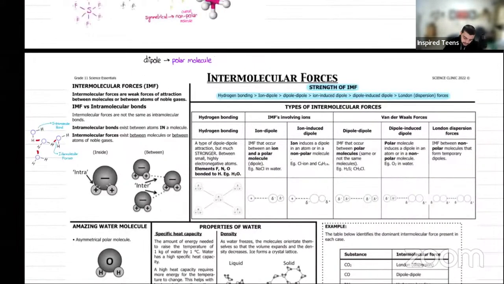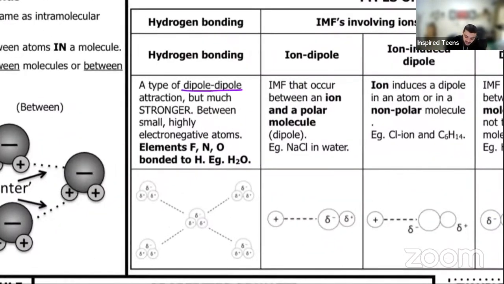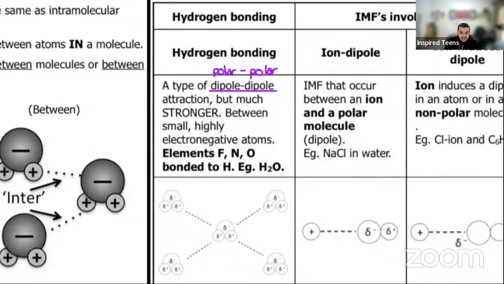So it's a type of dipole-dipole force, which just means a type of polar-polar force. We'll discuss dipole-dipole in a bit. For now, let's just discuss hydrogen bonding. Hydrogen bonding is essentially when we have the elements FON, or FNO, or NOF, or NFO. FON is just easier to remember for humans.